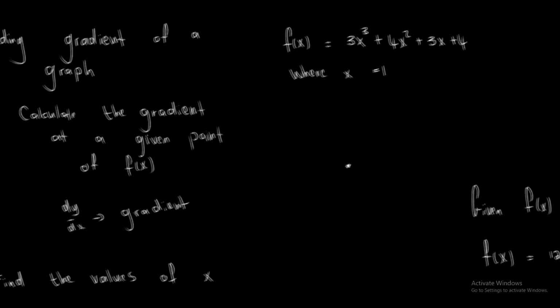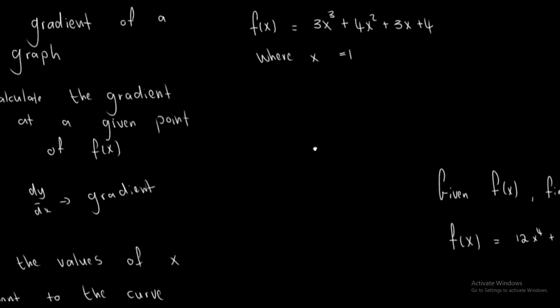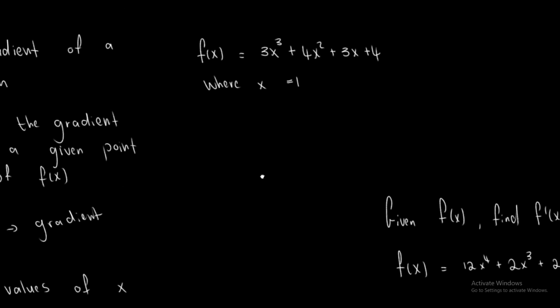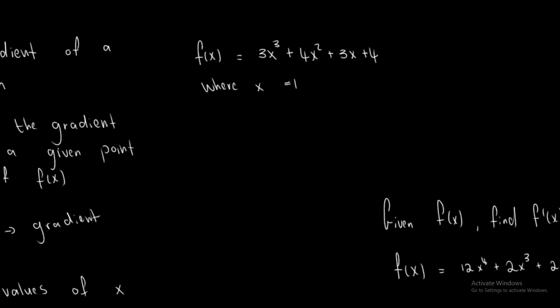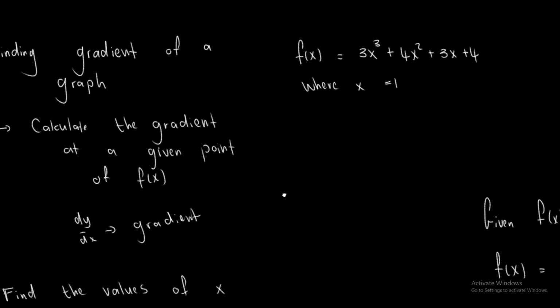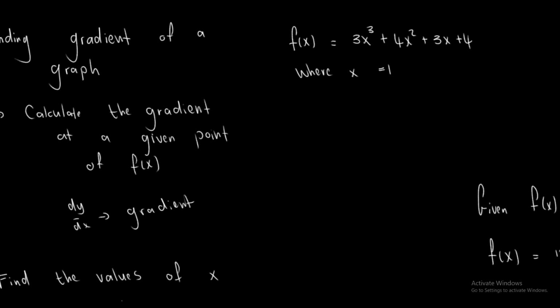variable. Let's say I have a range from infinity up to down, or it can be all real numbers, so it would be an element of all real numbers. Now the first question would be: calculate the gradient at the given point of f of x. So what does this exactly mean?